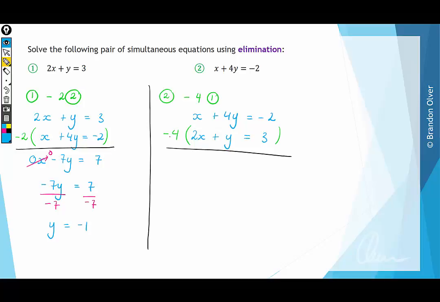So here we're going to have x subtract 4 times 2x, which is x subtract 8x, which will be negative 7x. Then we're going to have 4y subtract 4y, which will give plus 0y. And all of that is going to equal negative 2 subtract 4 times 3, which will be negative 14. So 0 times y is just 0, so it cancels. And we can see that our equation is negative 7x is equal to negative 14. To get x by itself, we're going to divide both sides by negative 7, and that will give x is equal to positive 2. Which means that the solution to this set of simultaneous equations as a coordinate is x is 2, y is negative 1.